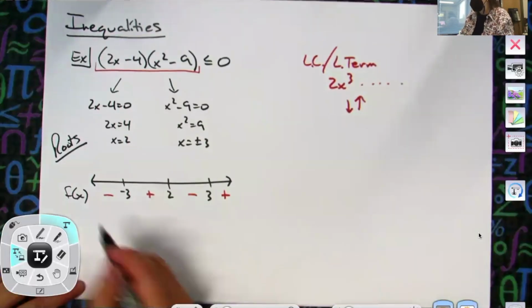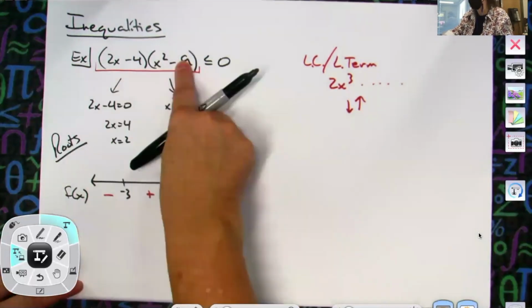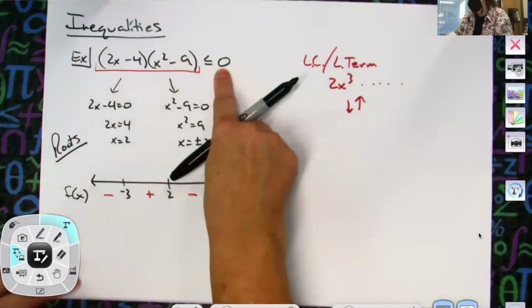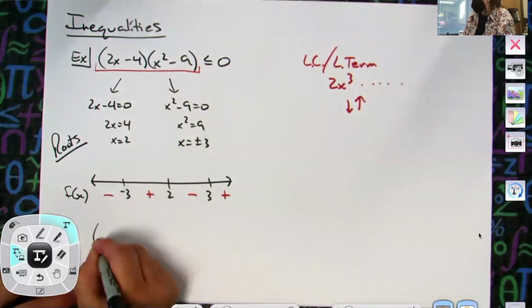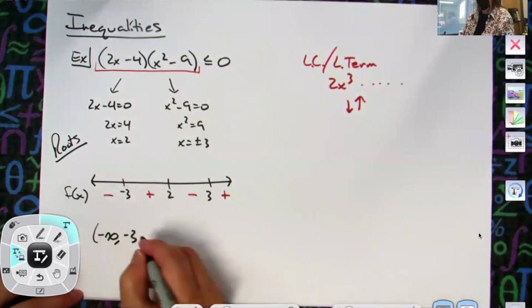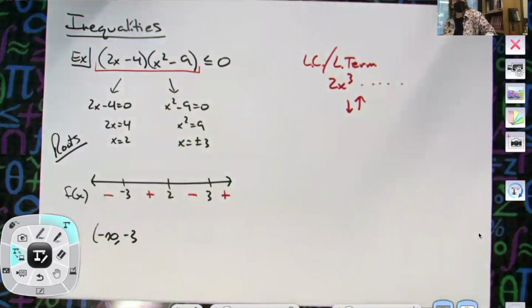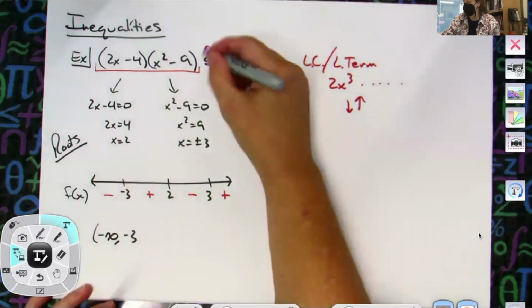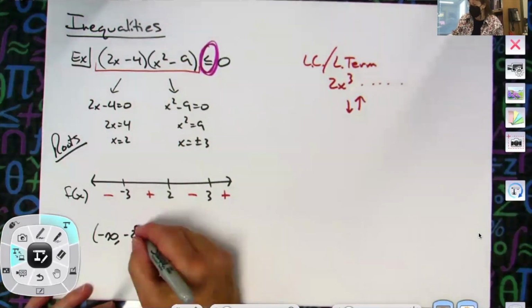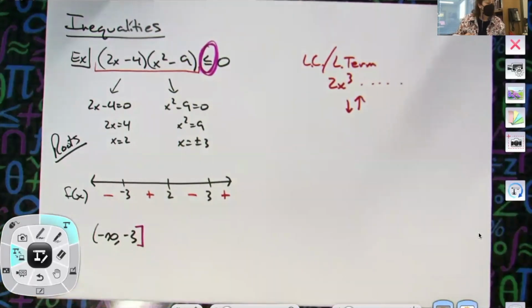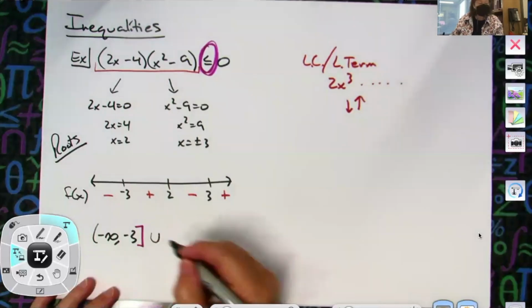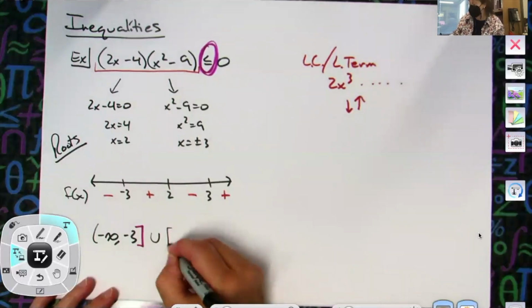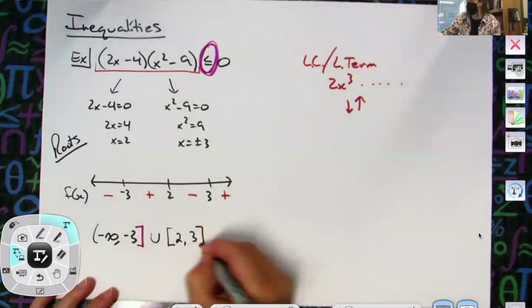All right, this whole thing is saying, where is this polynomial curve below the x-axis? Where is it negative? So negative infinity to -3. Now, do you remember how to choose whether I have square brackets or curvy brackets on that -3? Yeah, the equal to part up here. Less than or equal to is going to give me a square bracket right there. Skip over. Square bracket on the 2 to 3. And it's all based on that.